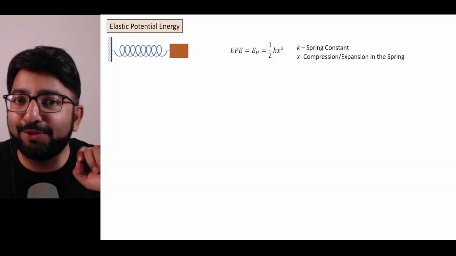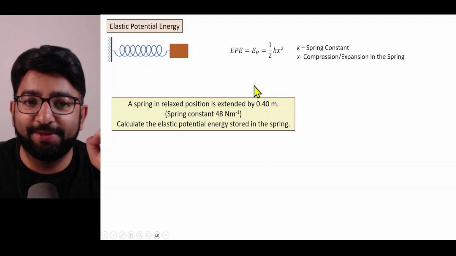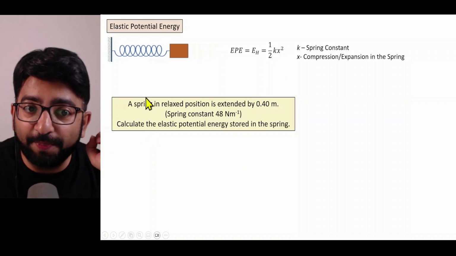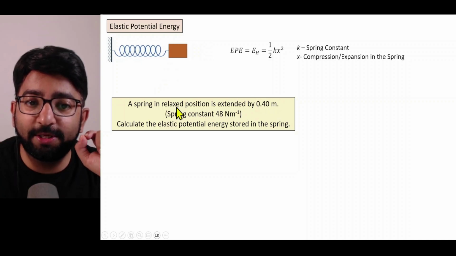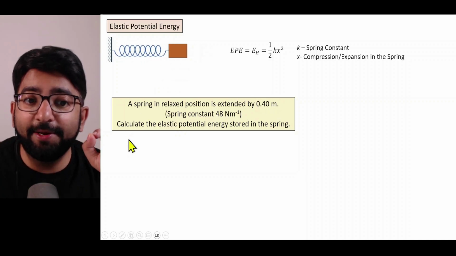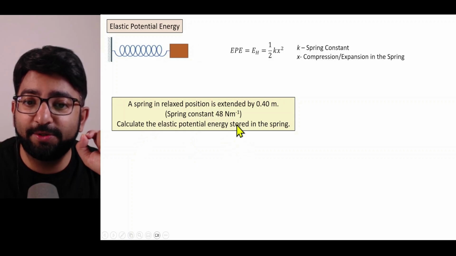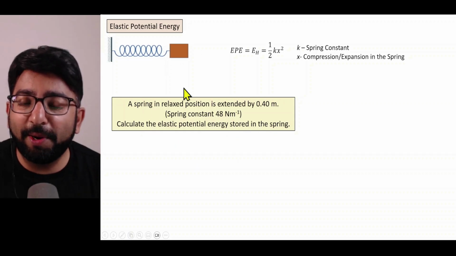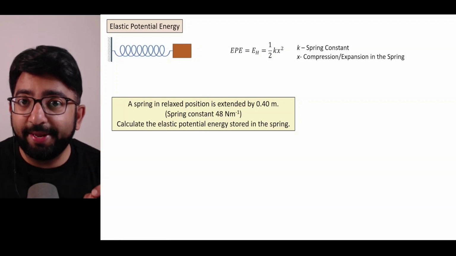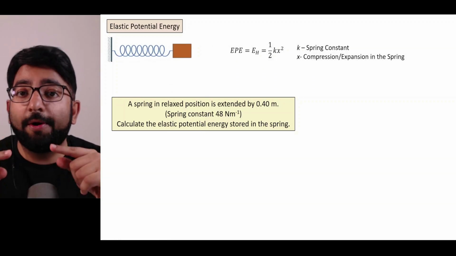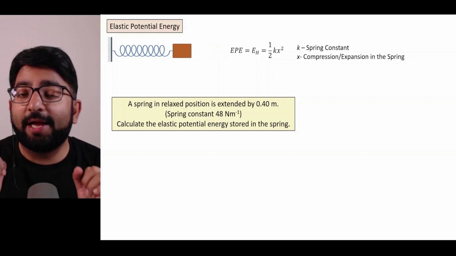Now, just based on this formula, let's solve a quick question. Let's read. We have a spring in relaxed position which is extended by 0.4 meters. The spring constant is given, and we need to find the elastic potential energy stored in the spring. What is meant by relaxed position? Remember, relaxed position is when the spring is neither stretched nor compressed. So it is in its natural length.